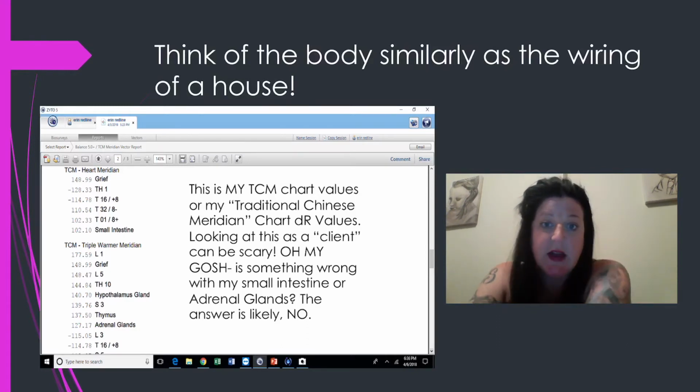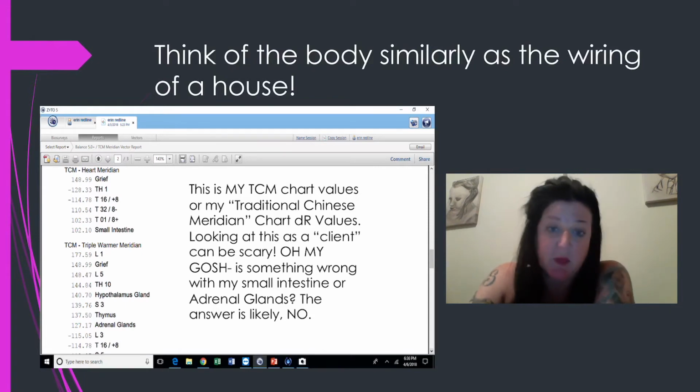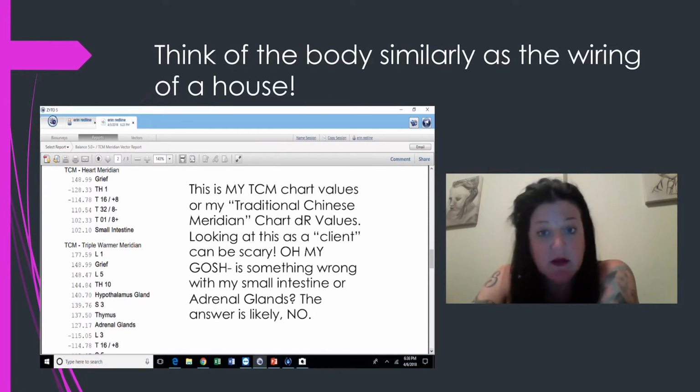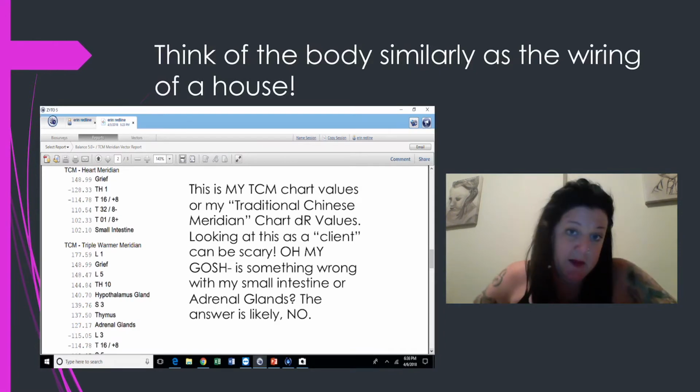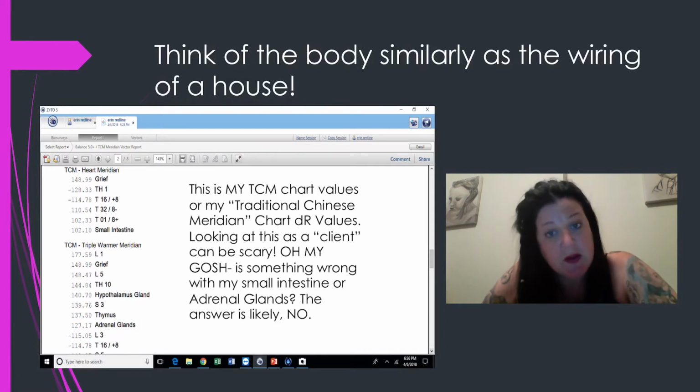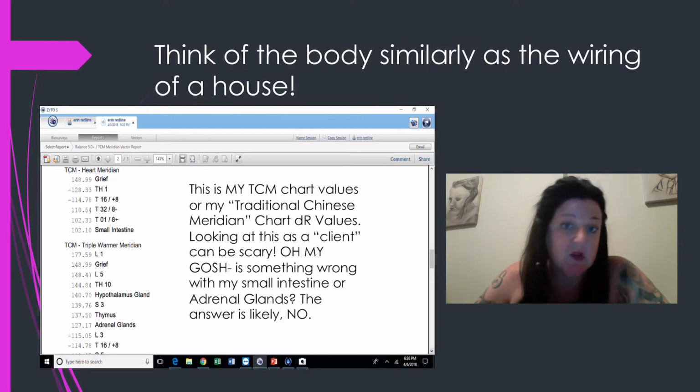So that's why when you take a look at something like I posted on my report, it doesn't mean that something's wrong with my gallbladder or my adrenal glands. What it's saying is that if something is out of line anywhere on there, then it can cause other things to be out of line as well. So actually, one of the biggest things that is out of line for me is grief, which makes a lot of sense in my own common situation.